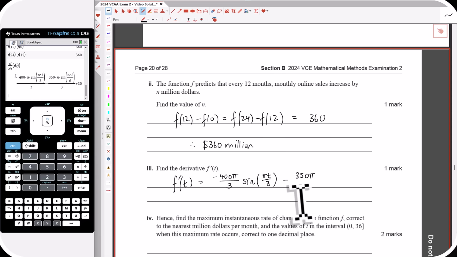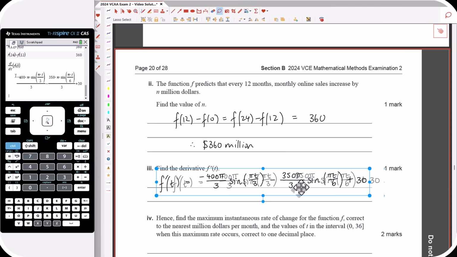You're not going to end up with a tiny fraction in a fraction where your numbers then become difficult to read. Handwriting's becoming a bigger and bigger issue, we're saying, in exams. It's really important that you take the time to take care with what you write so that someone else can read it. All right, so there's our derivative.